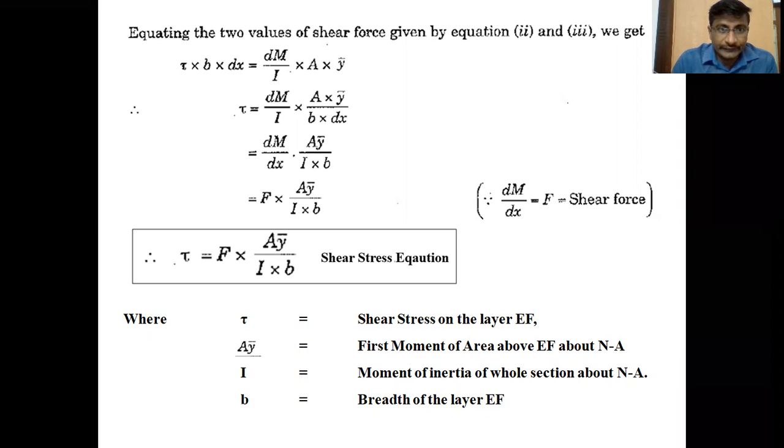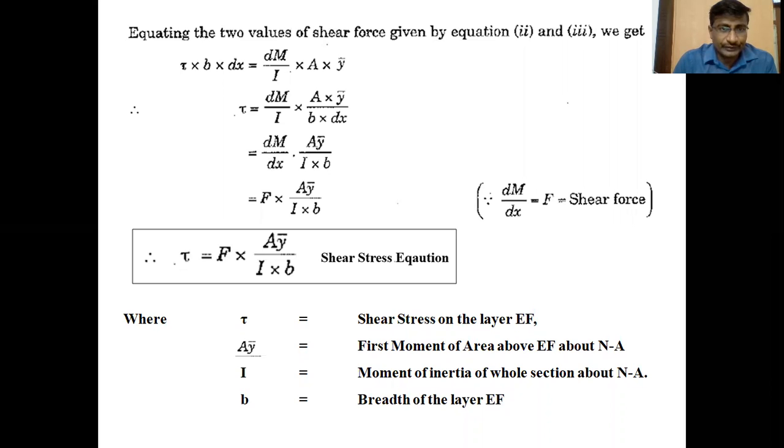In yesterday's class, we derived this equation for shear stress in the beam while it is bending. Tau is equal to F A y bar by B into I. This is the shear stress formula, in which tau is the shear stress in the beam at a particular layer EF.